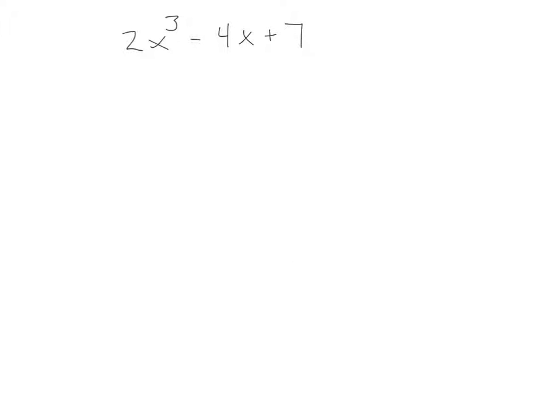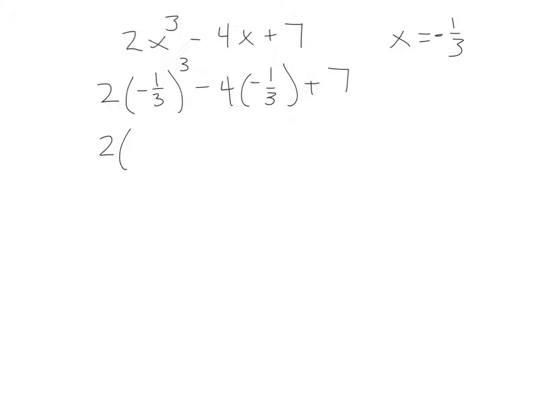And finally, we should make sure we go through an example where we get to deal with some fractions. So let's have x here equal to negative 1/3. And we'll plug in and evaluate. So we'll have 2 times negative 1/3 cubed minus 4 times negative 1/3 plus 7. Alright, so exponents first. Negative 1/3 cubed is going to give us negative 1/27 minus 4 times negative 1/3 plus 7.